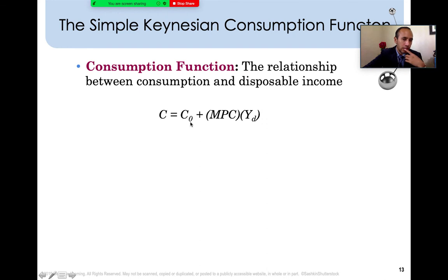Autonomous consumption is your consumption that is autonomous, meaning that even if you have no income, you'll still need some amount of income to consume. You still have to consume things like food, amenities. You still have to buy stuff. We're in a high consumption based economy. So if you're not working, if you have no disposable income, which comes from your wages and so on, you still need to buy things and services.